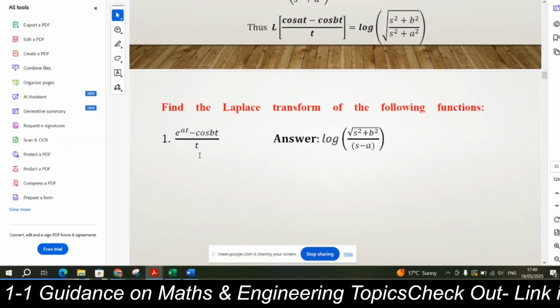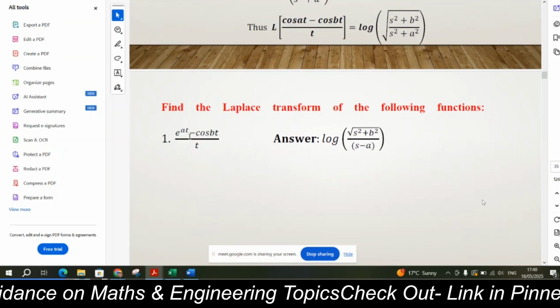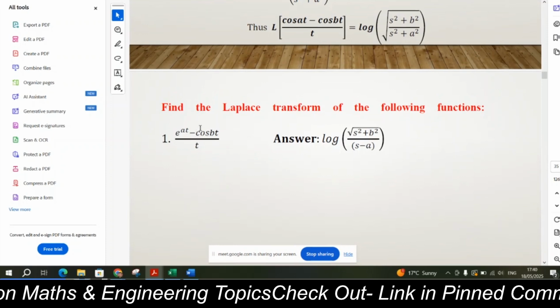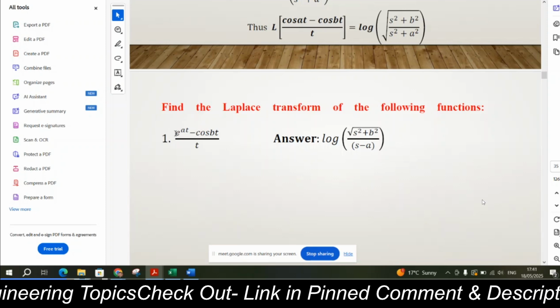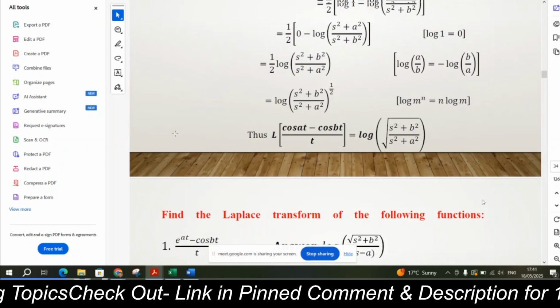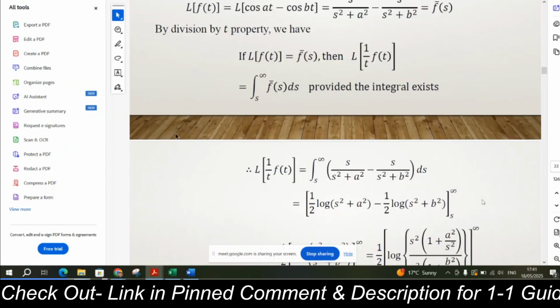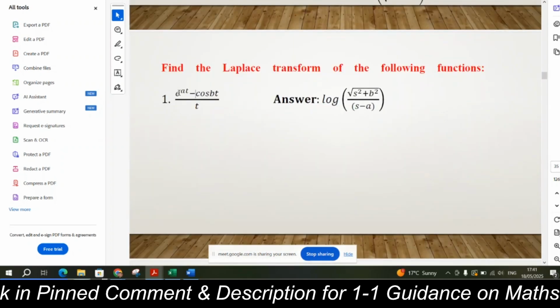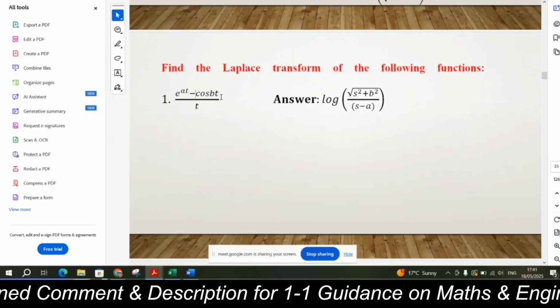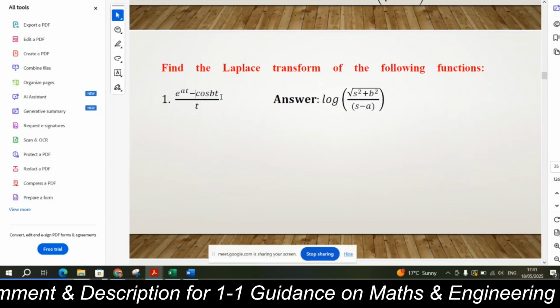So you do not do the e^at shifting. There is no first shifting property over here. You have two separate terms for which you will use linearity. You will solve for that, and then you will do the integral part, that is division by t. So do I split it into two and solve both of them? Split it into two, like e^at is one and cos bt is the other. You do e^at minus cos bt.